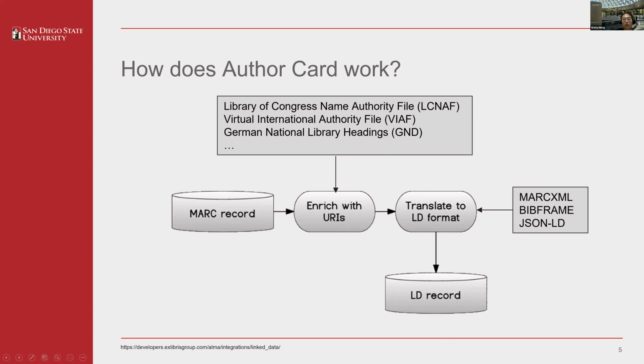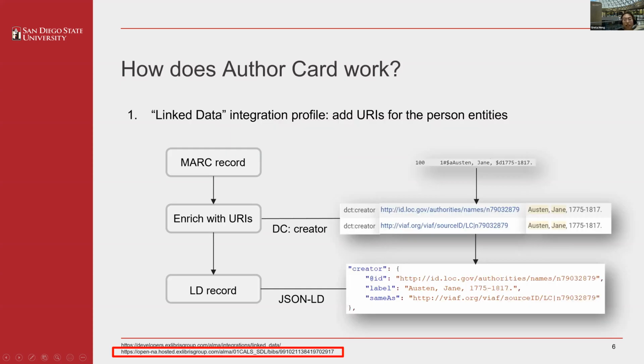With this linked data service enabled, the author in the 100 field becomes the names in DC creator. For this example, we have 2 URIs for Jane Austen. One is from LCNAF, and the other one is from VIAF. Author card will then take advantage of the JSON-LD version of the linked data bib record and query author URIs in the JSON-LD file. If interested, you can take a look at the JSON-LD version of bib data for this example through the link in the red box.